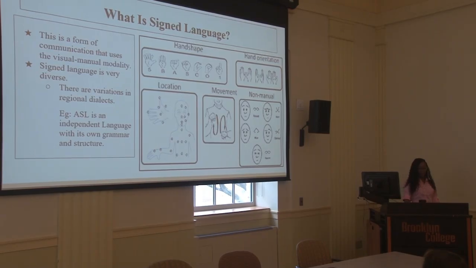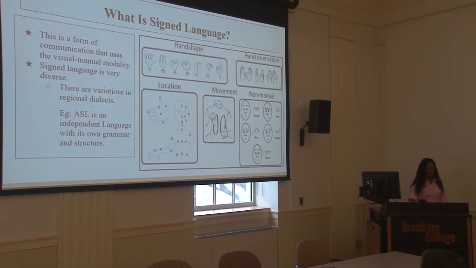What makes it complex is how all of the features work together at the same time. For example, facial expressions are not just emotional, they're grammatical. Every sign is made up of hand shape, movement, location, palm orientation, and non-manual markers, you can see right there, such as facial expression and head movements.